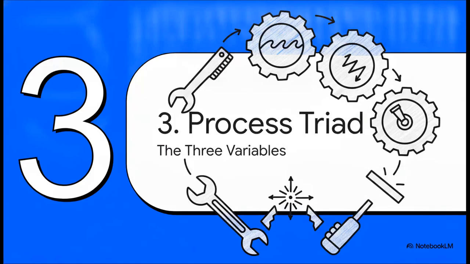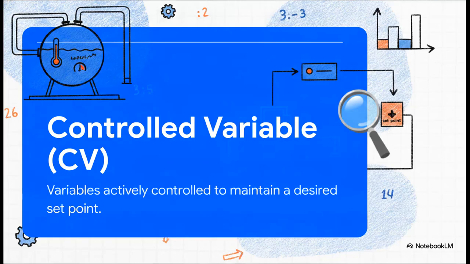Which brings us to Section 3, the process triad. These are the three main variables we deal with. First up in this triad, we have controlled variables, or CVs. These are the process variables that we actively want to control. Think of things like compositions, temperatures, and pressures inside a reactor. Our primary mission is to maintain these variables at a specific desired value, which we call the set point.